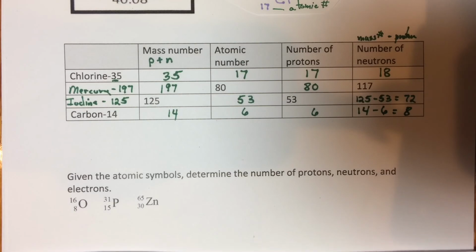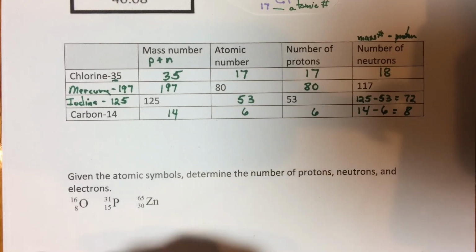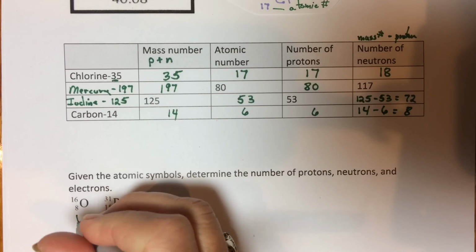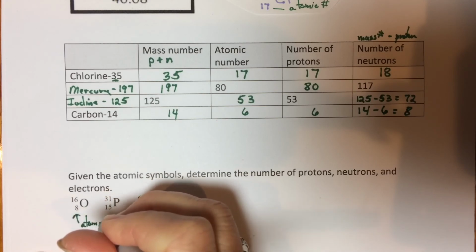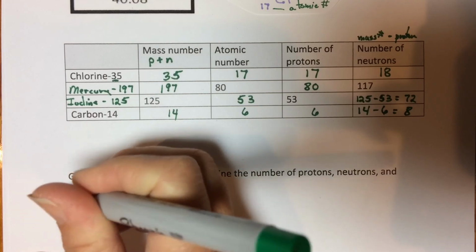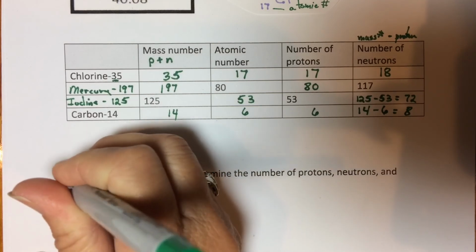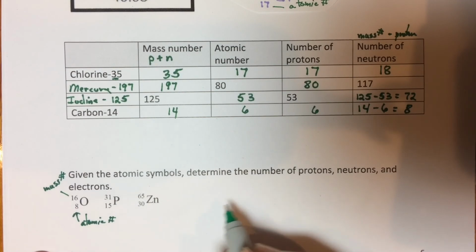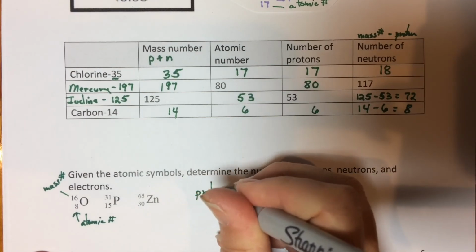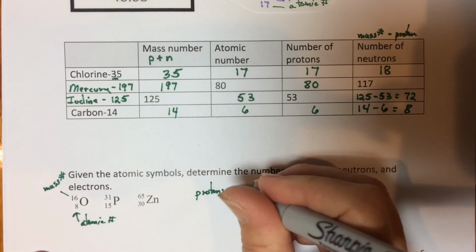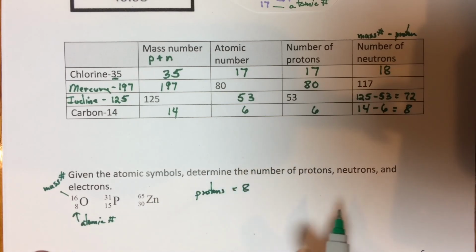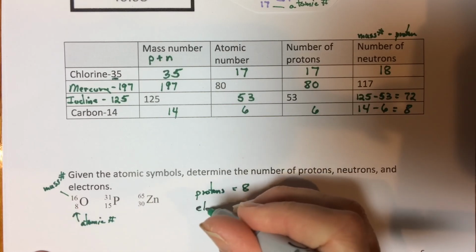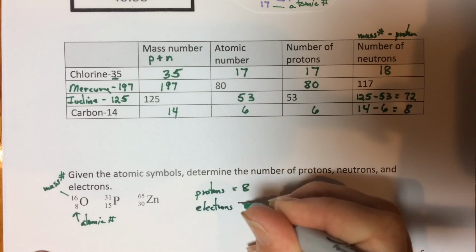So given the atomic symbols, we determine the number of protons, neutrons, and electrons. Well, let's not do all of these. Let's just do this oxygen here. This is the atomic number. And this is the mass number. So the number of protons is going to be equal to the atomic number, so that's 8. Since the atom here is neutral, it'll have to have the same number of electrons. So it'll also have 8.